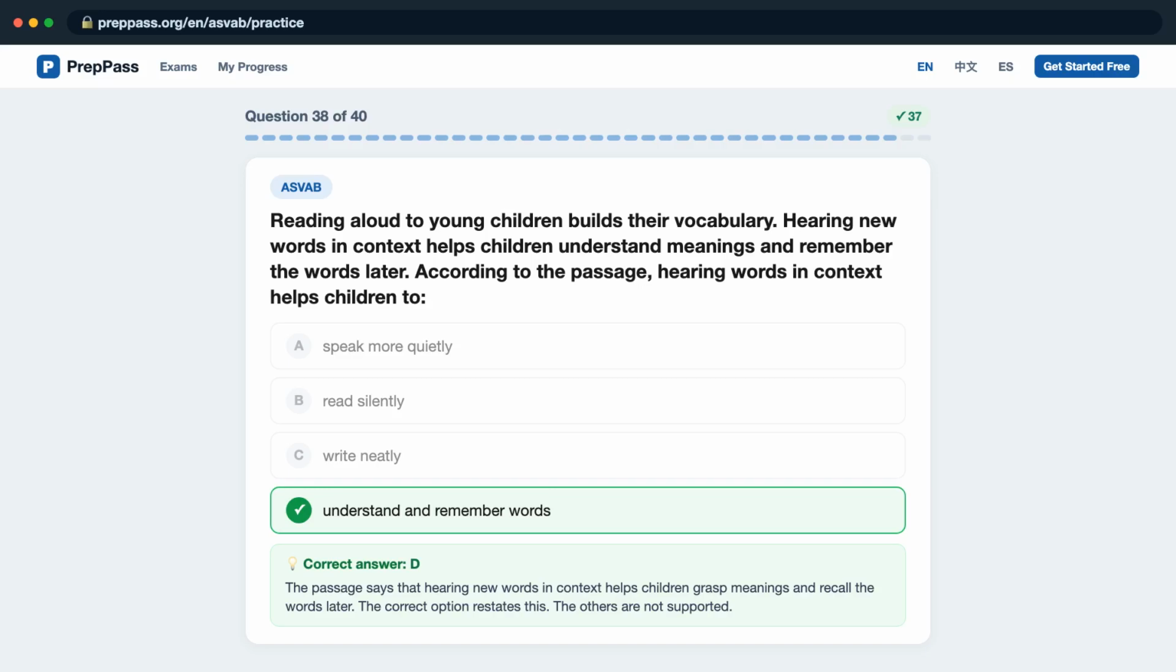The correct answer is D. The passage says that hearing new words in context helps children grasp meanings and recall the words later. The correct option restates this. The others are not supported.